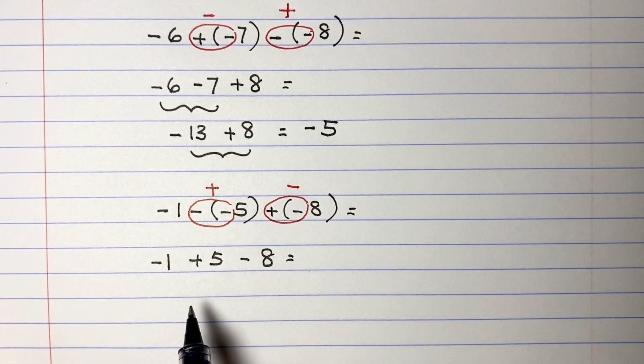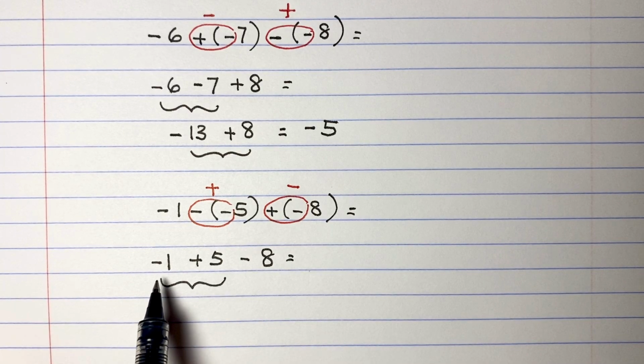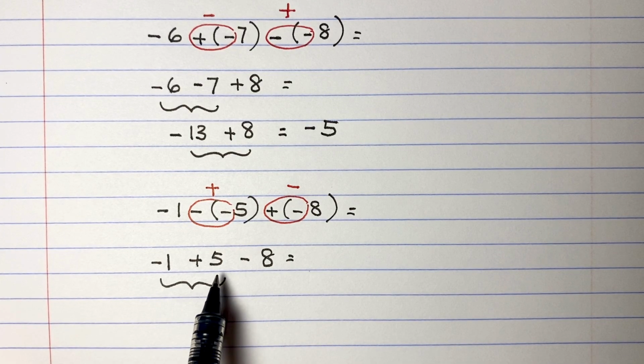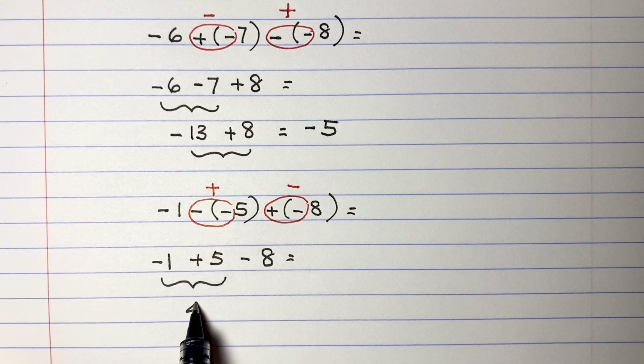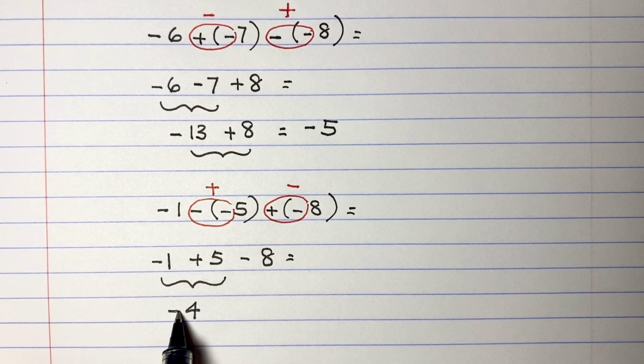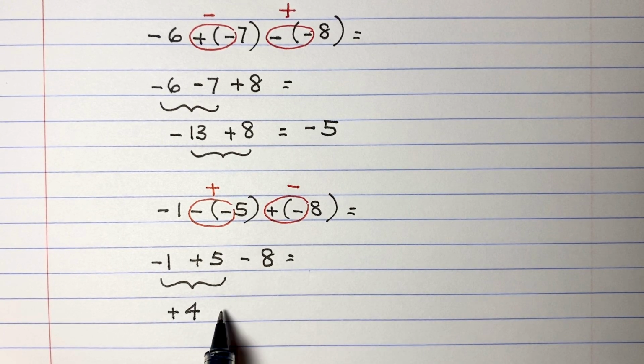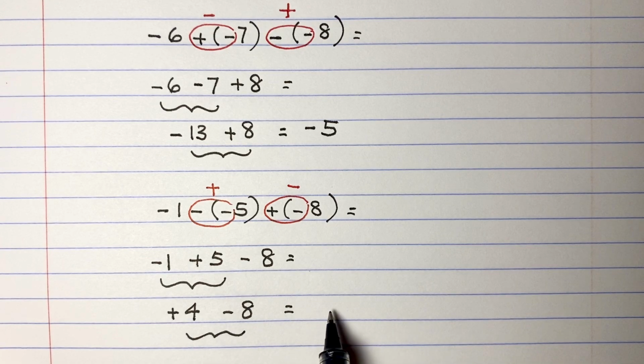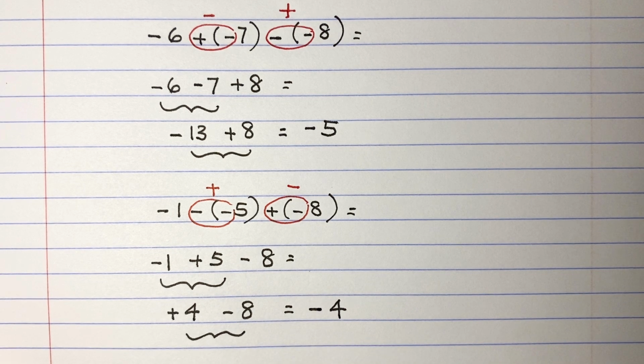So deal with the first two. Negative 1, positive 5. The signs are different. Find the difference, which is 4. Bigger digit 5, positive, therefore positive 4. Followed by negative 8. Now deal with these two. Positive 4 with negative 8. The signs are different. You find the difference, which is 4. Bigger digit 8. 8 is negative. Therefore, this is your answer.